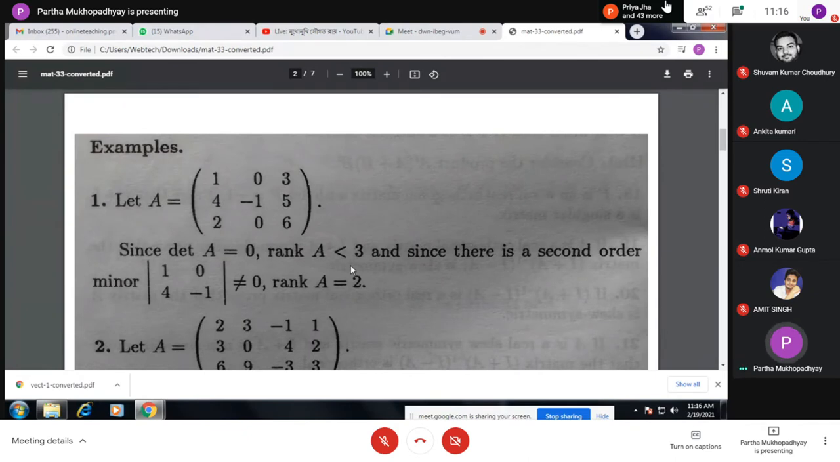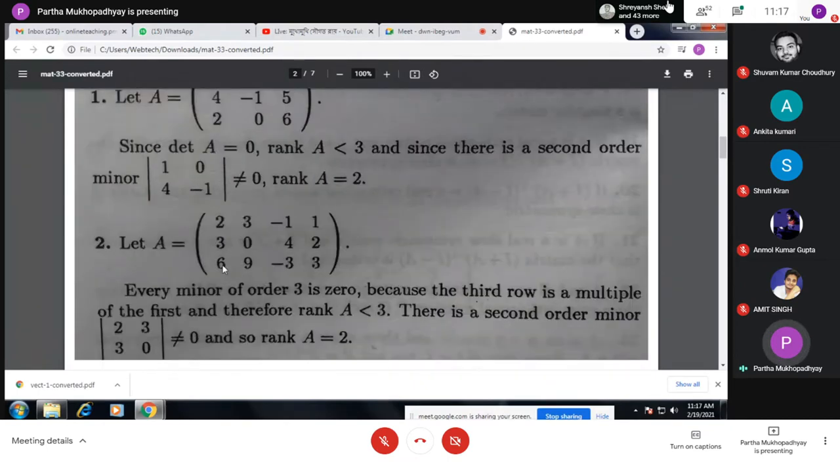Now if you have any second order minor not equal to 0, for example, in this case they have taken this matrix 1, 0, 4, minus 1. I can take another matrix, minus 1, 5, 0, 6, or 1, 3, 2, 6, anyone. If I can find at least one minor which is not equal to 0, I can say the rank of A will be equal to 2. So it means that the number of dependent vectors is 1 and the number of independent vectors is 2. This is the interpretation. At this point, this way, I can link the matrix with the vector space. This is very important.